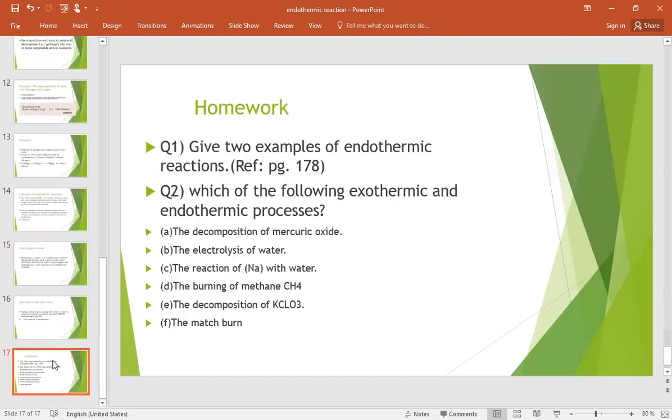So that was a very short video about the endothermic reaction. Don't go away, take out your copies, and let's start doing the homework. Give two examples of endothermic reactions. You can take the reference from page number 117. Which of the following are exothermic and endothermic processes? Don't go anywhere. The clues are there in your slide.